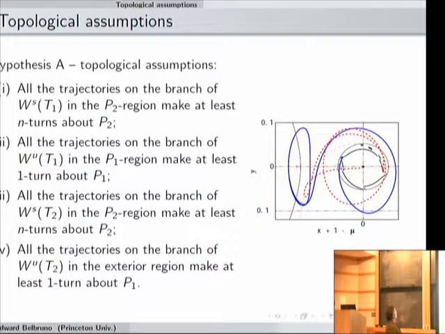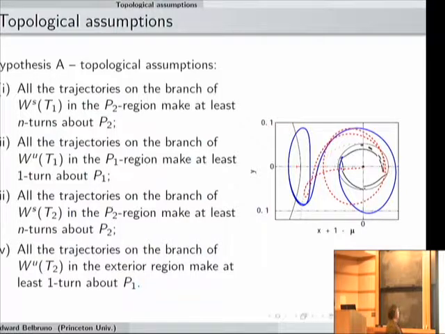On the other hand, if you take now the trajectories on the branch of the unstable manifold, this presumably depends on mu? Yes, this is mu sufficiently small. Actually, this works for a range of mu, but we're just fixing mu small here. P2 is the smaller one. And if you look at the branch in the P2 region, we're assuming that it makes n turns around P2. If you look at the branch in the P1 region, it makes at least one turn about that.